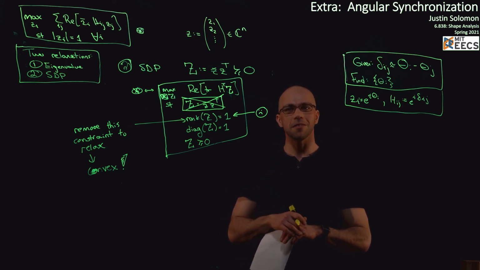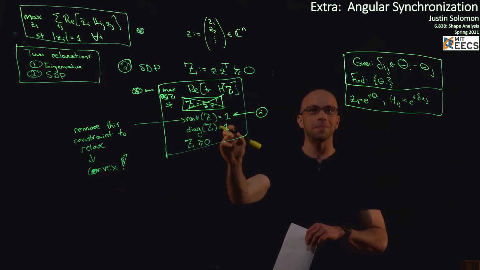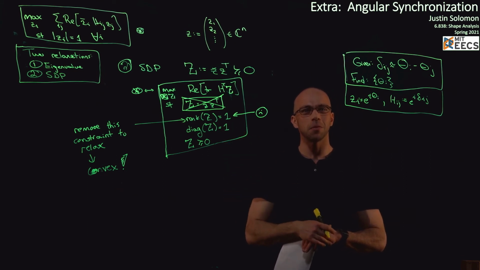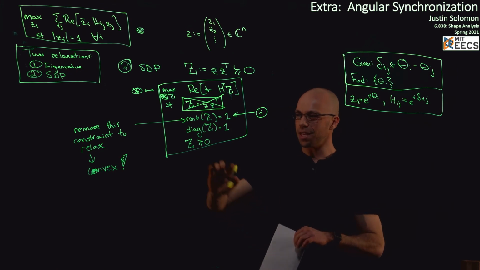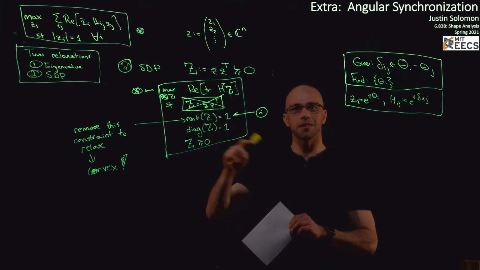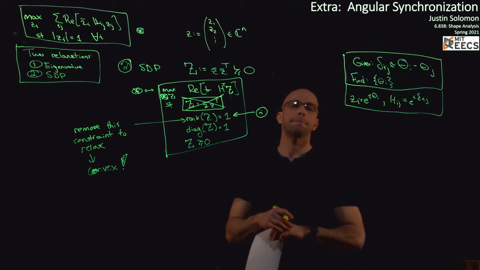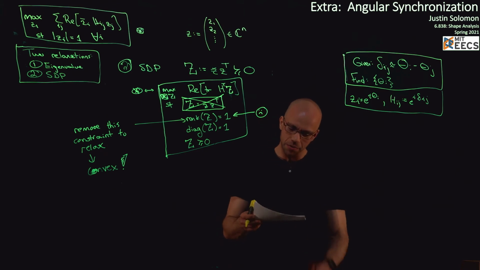I'll let you convince yourself at home that, essentially, by removing constraints from this problem, you can recover the eigenvalue problem that we wrote down before. I'll give you a hint. The way to do that is to replace this diagonal constraint with a constraint on the trace of Z. Okay, so this is an interesting strategy.